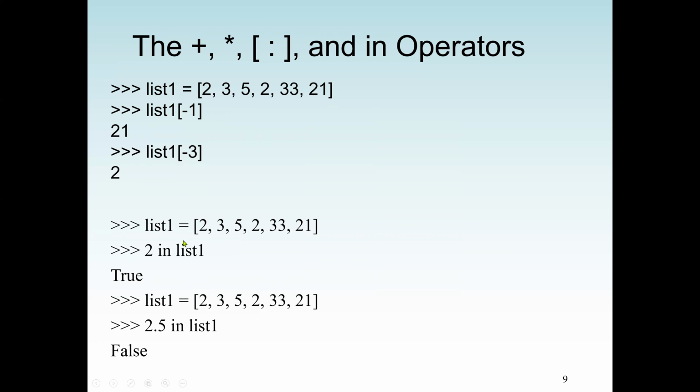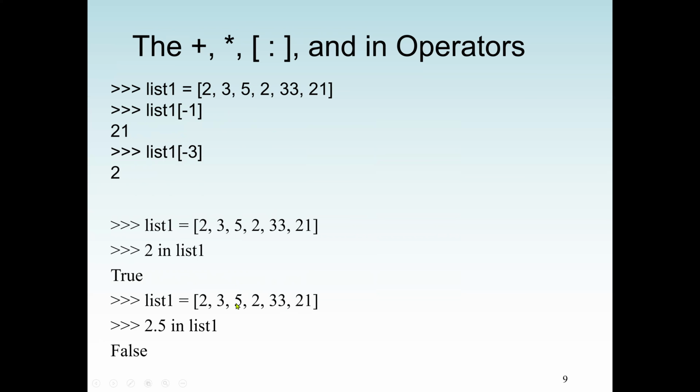Now here also we have list 1 with the same items again. Now if we say 2 in list 1, here we are using the in operator. In operator means we are checking if 2 is in list 1. So it will return either true or false. In this case, 2 in list 1, yes, we have 2, so it will return true. Now 2.5 in list 1, no, all the values are whole numbers. There's no decimal number. So it is going to return false because there's no 2.5.